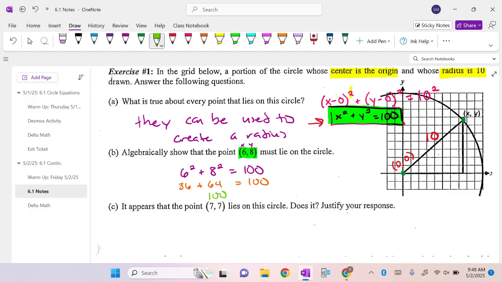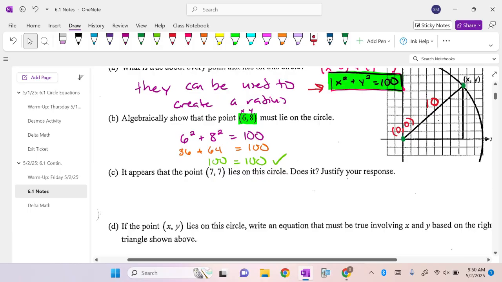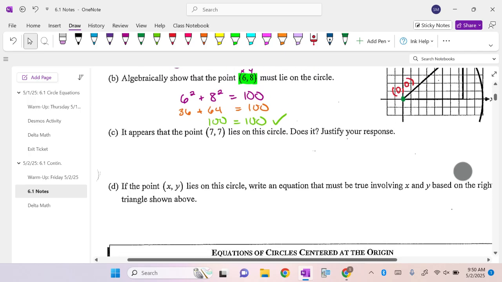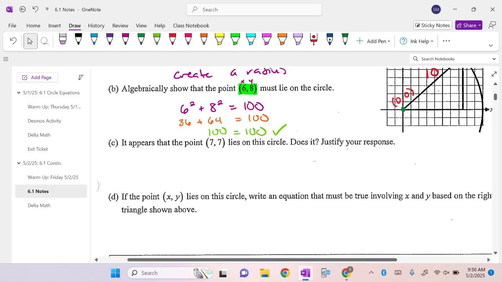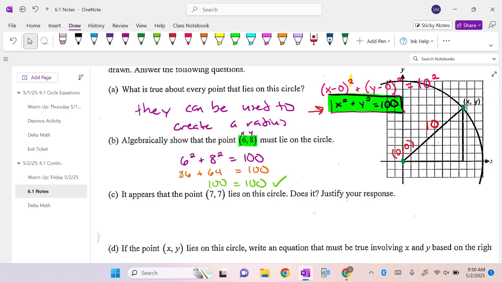100. So 100 is equal to 100. That is a true statement. So yes, it does in fact lie on the circle. So based off of that, we are now going to show 7, 7. All right.